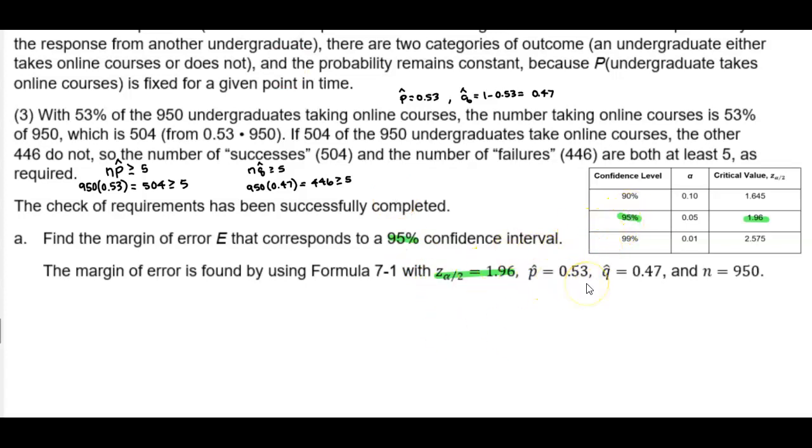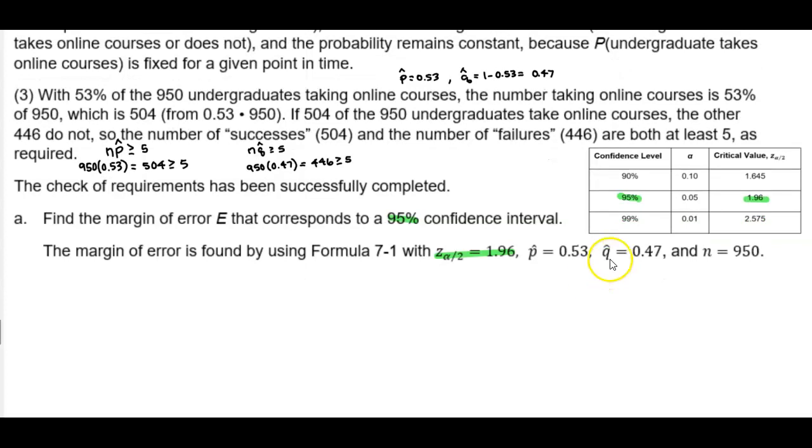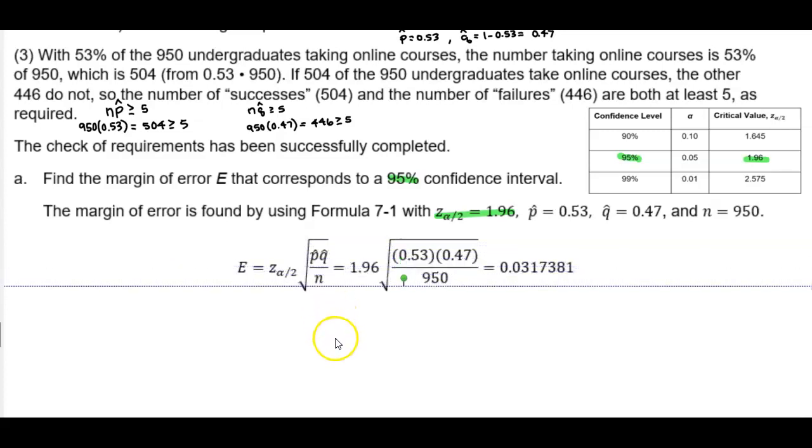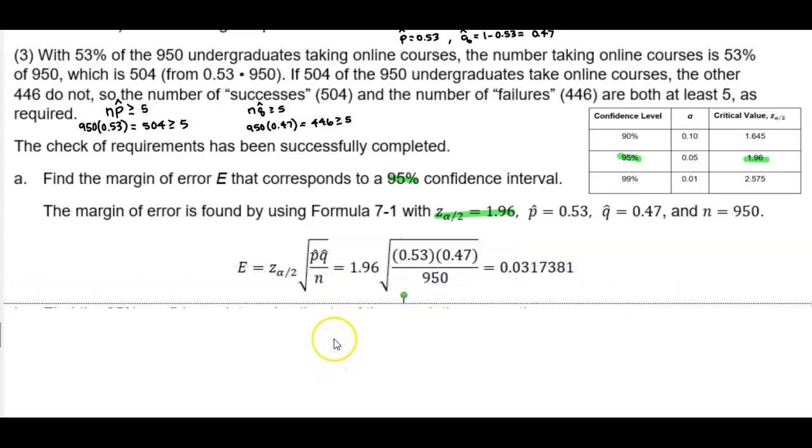Now, we know the point estimate is 0.53. We know that the complement of the point estimate is 0.47, and that n is equal to 950. So now we're going to plug it into our formula. Let's take a look. We know that the critical value is 1.96. We know that our point estimate is 0.53. We know the complement of the point estimate is 0.47. And we know that the sample size is 950.